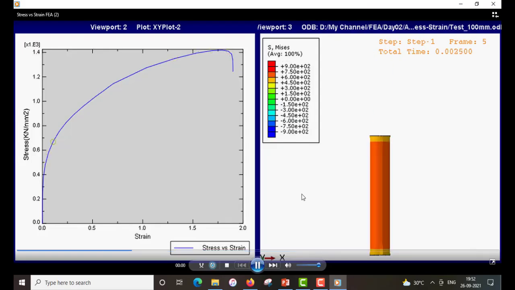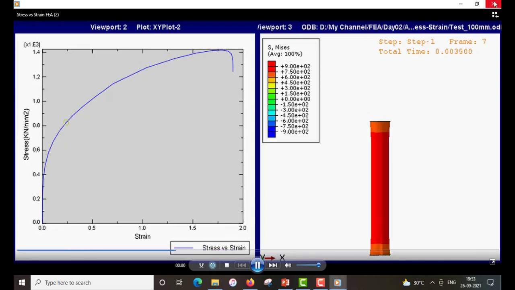This is a mild steel rod tensile test CAE simulation. Here we can see that from here to here, there is a proportional limit between stress and strain. So this is linear zone. Beyond this, it is non-linear zone. So this kind of analysis will fall under material based as well as geometry based non-linearity.